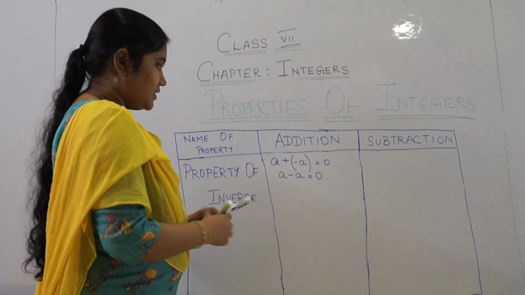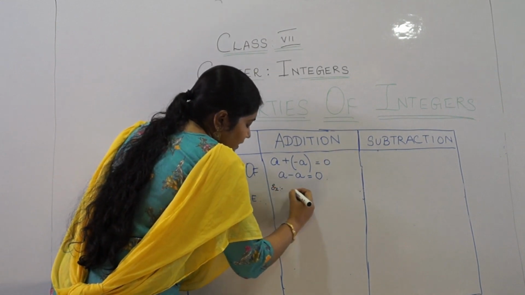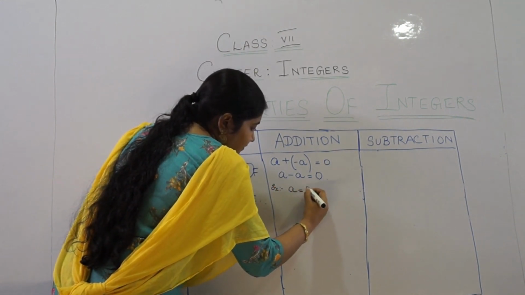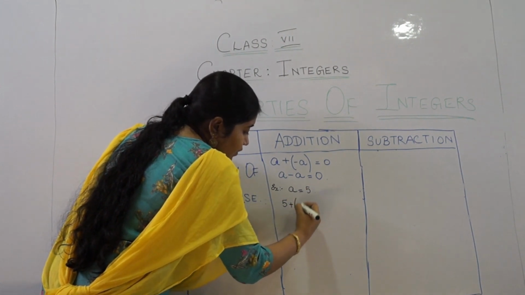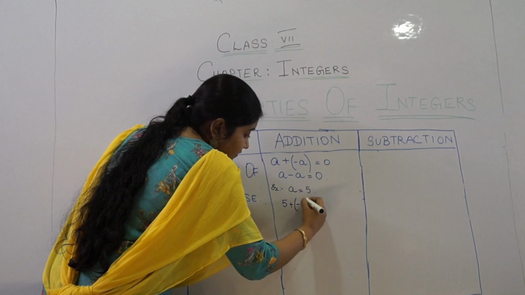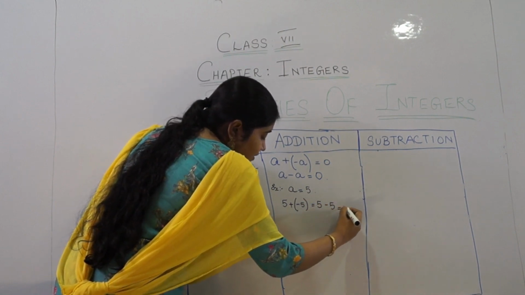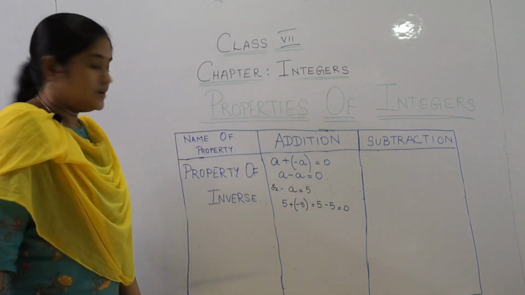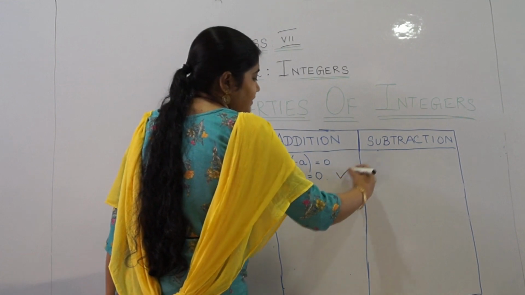Shall we check this with an example? Example, a is equal to 5. When I take 5 and add it with its inverse, that is minus 5, it becomes 5 minus 5 equals 0, right? So the inverse property applies for addition.